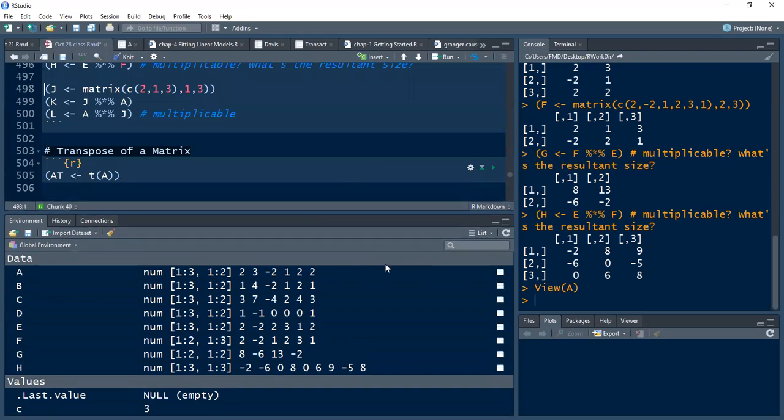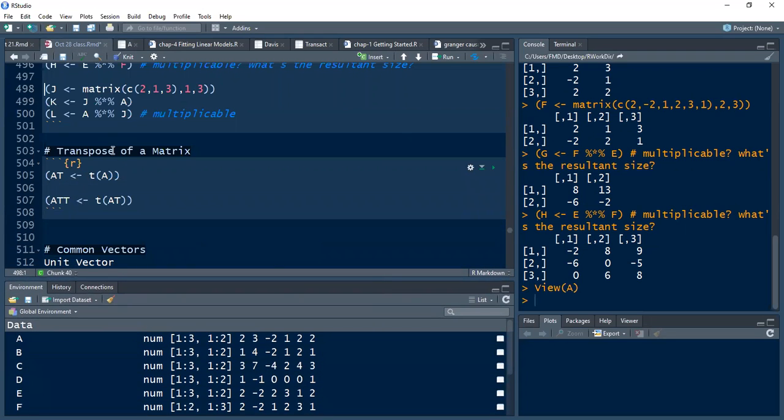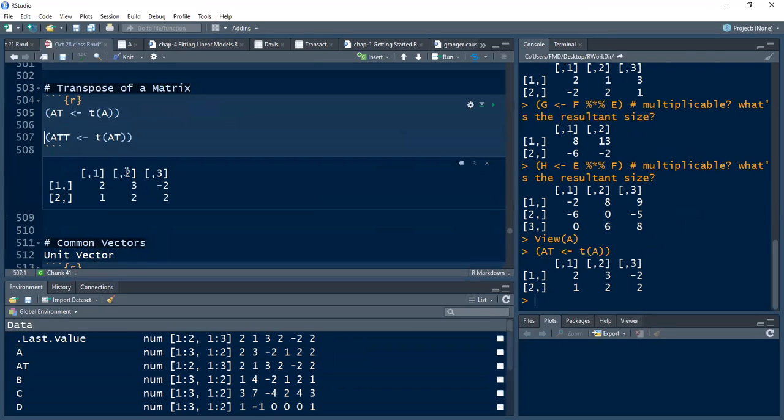The transpose of a matrix is very easy to do in R. So let's create an object called AT, and then the function is T, just T, guys. Transpose of A. So let's run this. Okay.